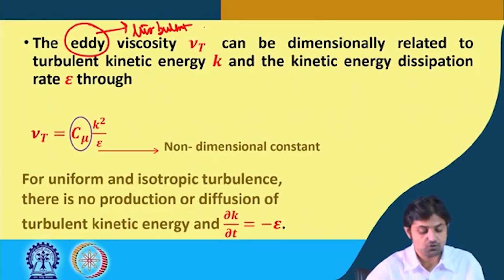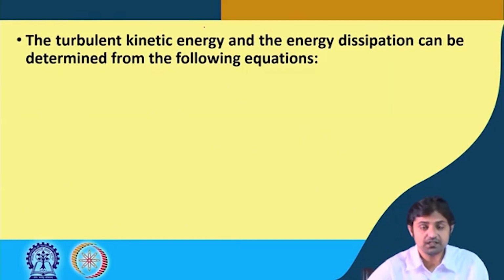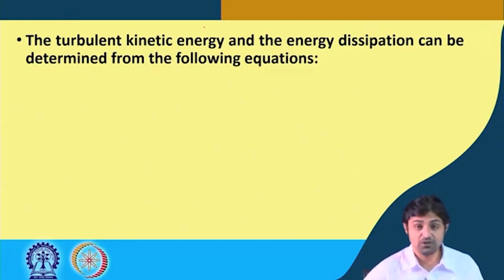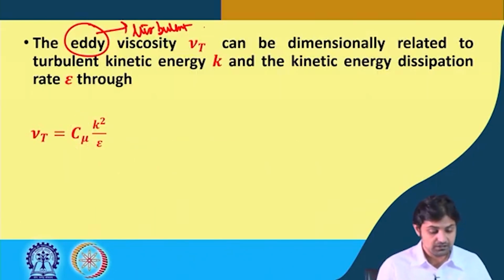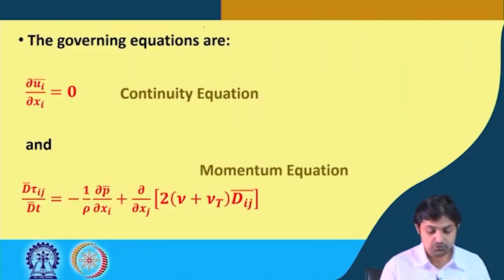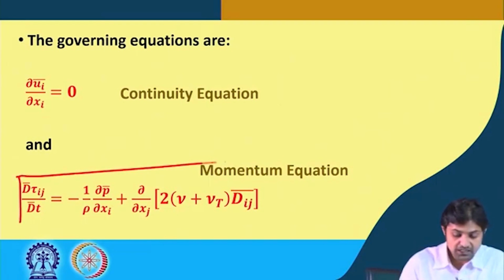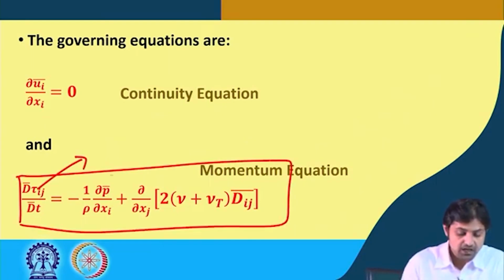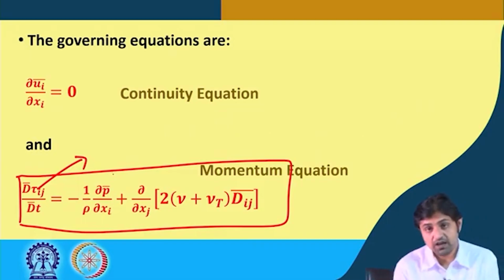For uniform and isotropic turbulence, there is no production or diffusion of turbulent kinetic energy. Therefore, del k del t will be equal to minus epsilon. The turbulent kinetic energy and the energy dissipation can be determined from the following equation. So, now we said that this is the equation which we are going to use for determining tau ij, and that we can use in our Reynolds averaged Navier-Stokes equation.